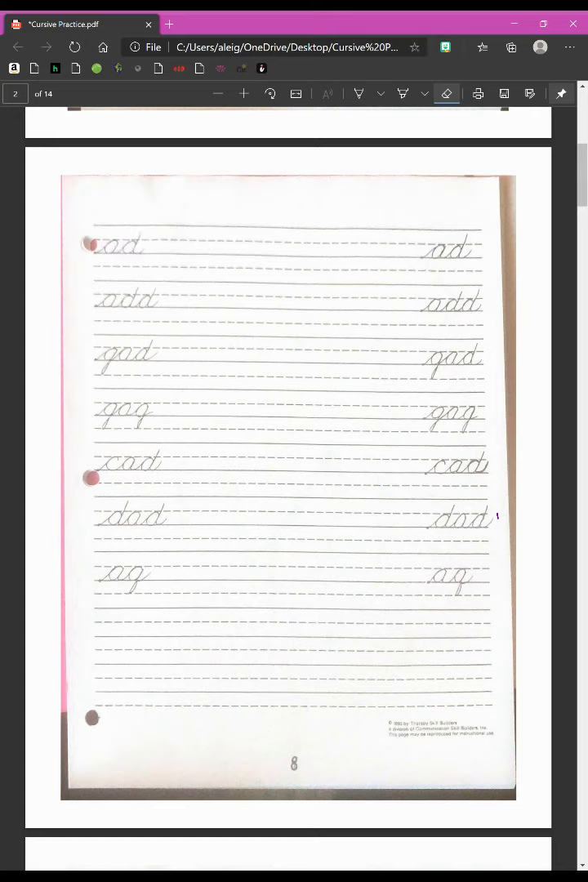Okay, friends. Today we are going to practice a few more words with the letters we know in cursive. You can get out your colored pens or pencils and get ready to practice.